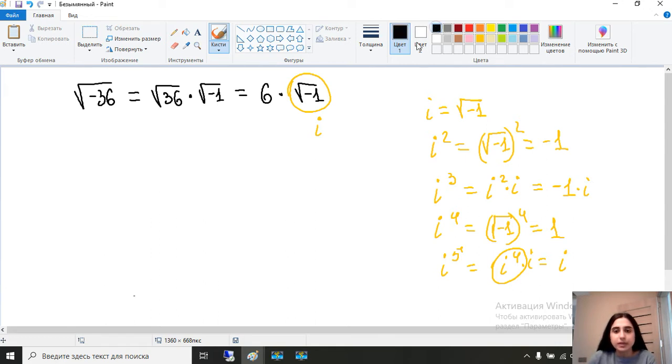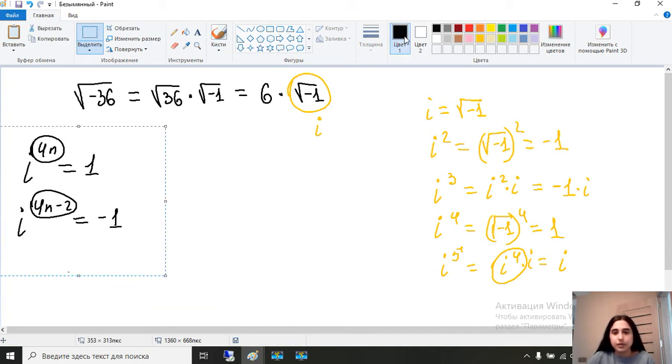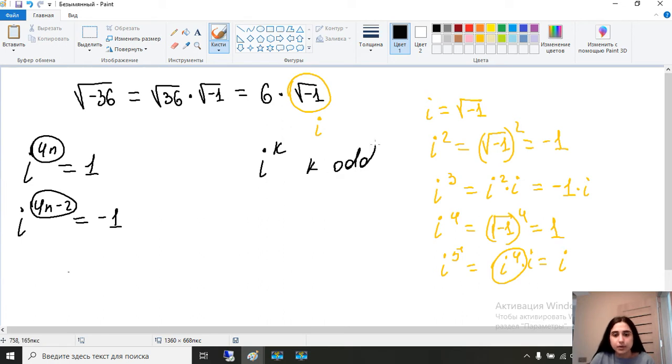So from here I may conclude that if I have i to the power of 4n, so the power is a multiple of 4, I will have the value of 1. If I have i to the power of 4n minus 2, this will give me negative 1 because the power is not divisible by 4. And moreover, here I want to consider the case when I will have i or negative i. If I have i to the power of k, let's say that k is an odd power. So I may have two answers, negative i or i.